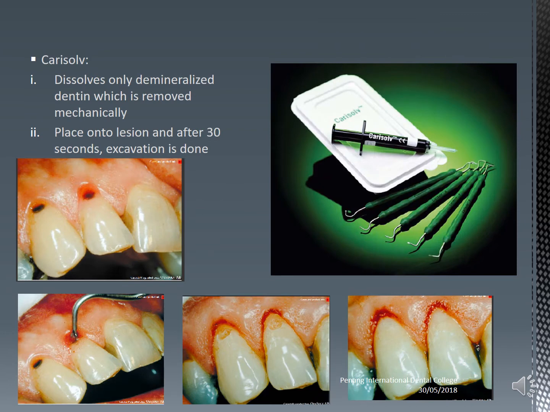There is one more method of caries removal which is called Carisolv. Carisolv is a chemical agent which can dissolve the demineralized dentine and which can later be removed by spoon excavators. The solution is carefully placed onto the lesion and after 30 seconds you wash it off, so the chemical will dissolve the demineralized dentine. You can remove the caries with the spoon excavator followed by replacement with a tooth color restoration.